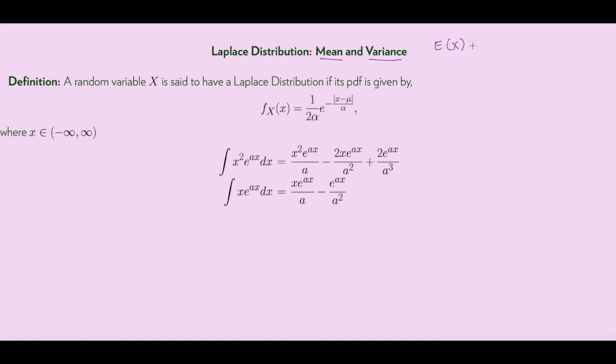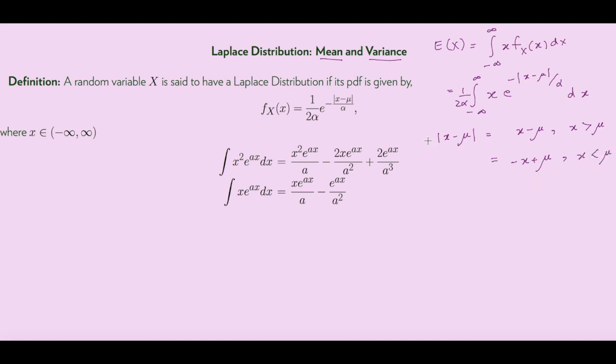So E[X] is equal to the integral from minus infinity to infinity of x f(x) dx. This is equal to the integral from minus infinity to infinity of x e to the power of minus absolute value of x minus mu over alpha dx, and then we have 1 over 2 alpha here. Okay, now what is this absolute value? So |x minus mu| is equal to just x minus mu if x is greater than mu, and this is equal to minus x plus mu if x is less than mu. Okay, now if I put minus here, I have to put minus here, plus here, plus here, and minus here, correct? So this is what we are going to use.